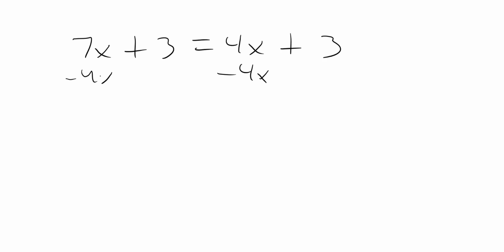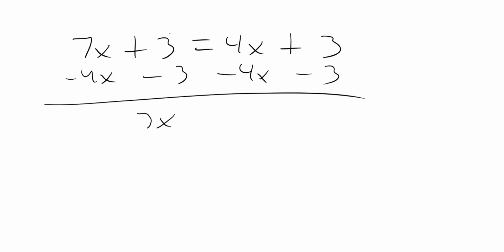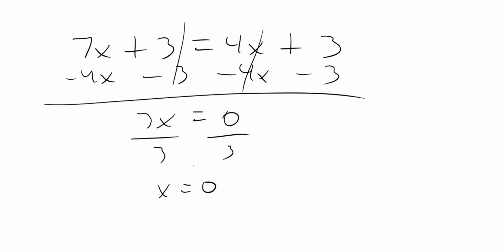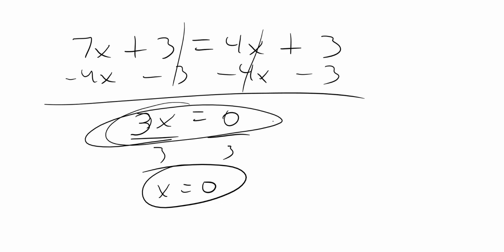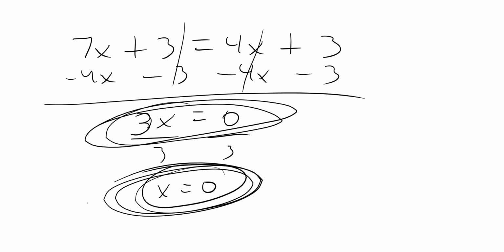You know, 7x plus 3 equals 4x plus 3. You're going to subtract 4x from both sides and subtract 3 from both sides. That's going to give you 3x. This cancels. That cancels. So 3x equals 0. This is not no solution. This is divided by 3. X equals 0. Because think about what this says, math fans. This 3x equals 0. It means 3 times what is 0? 0. So that's a solution.